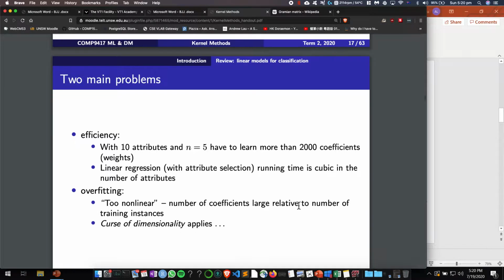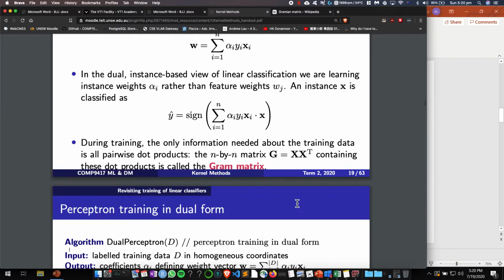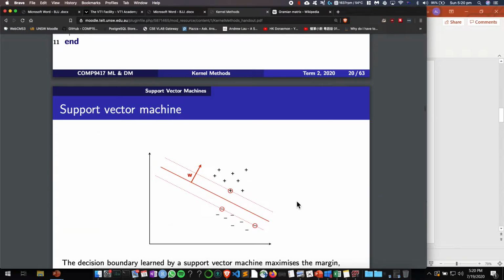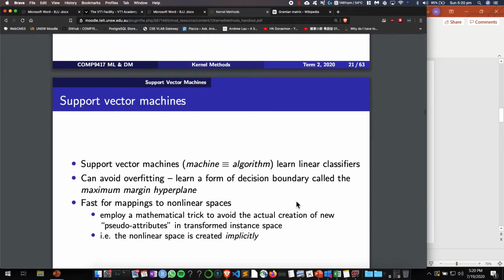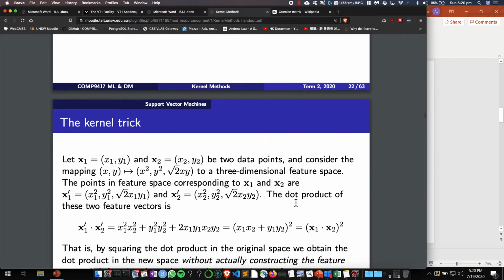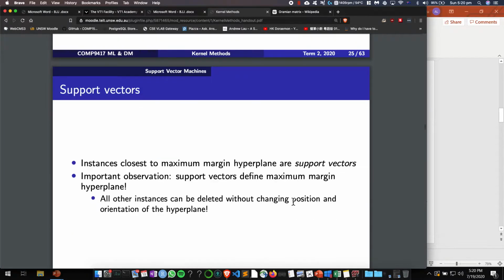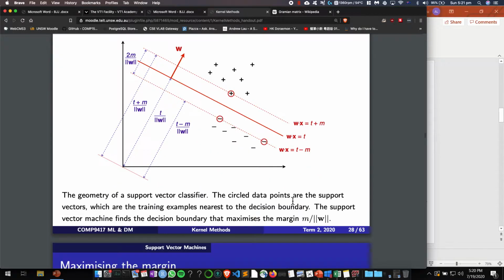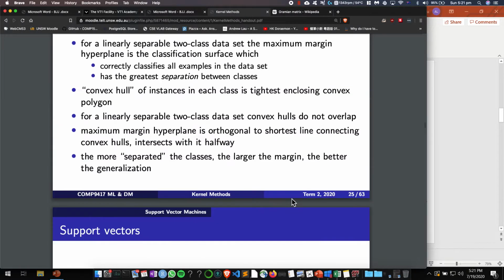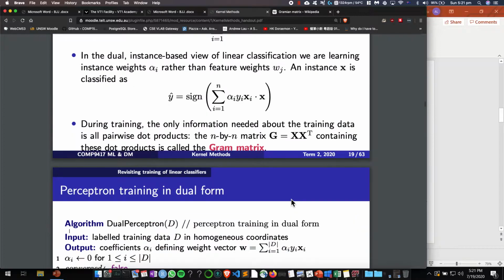So there are some extensions on your support vector machine, other ways to make it a bit more powerful. Yeah, maximizing the margin. There's a few ways to make it more powerful.